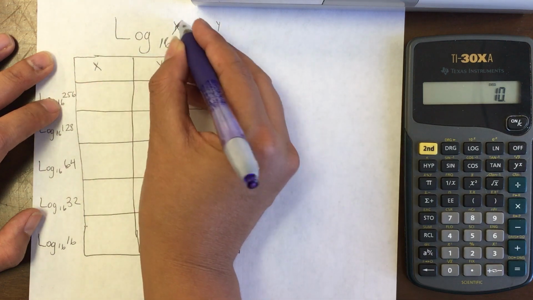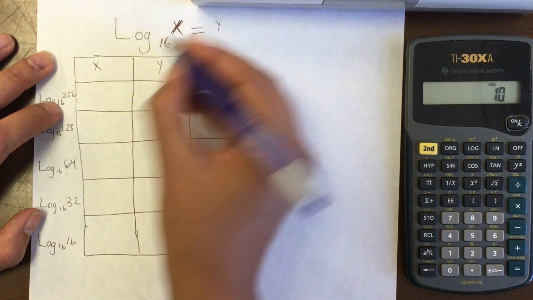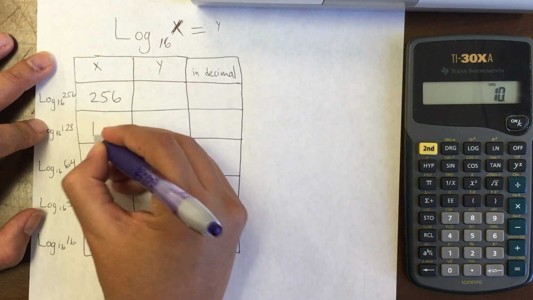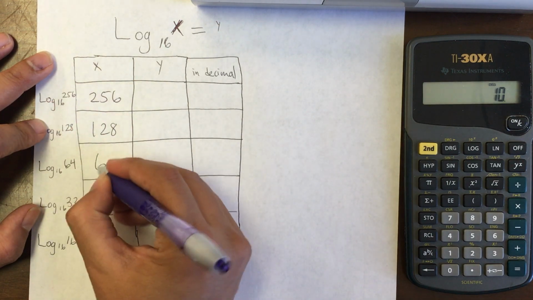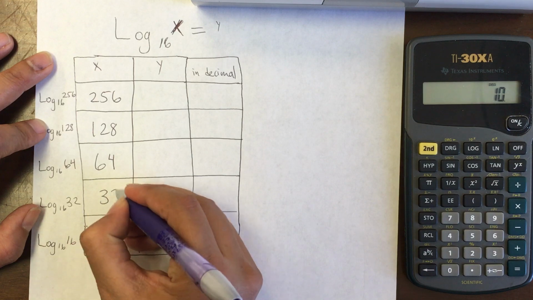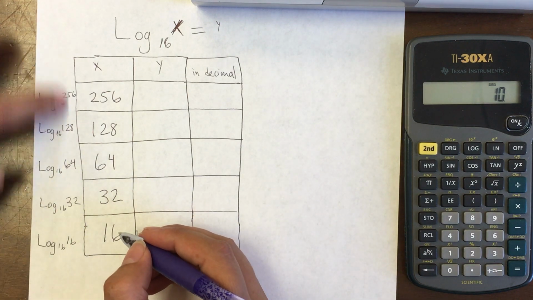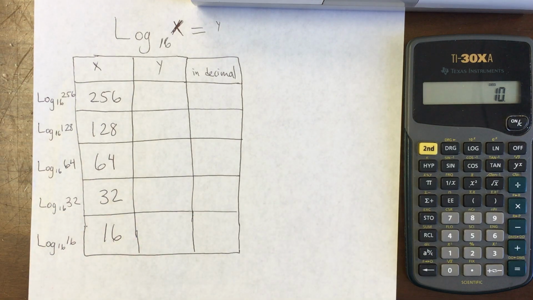So we're going to put our fixed values in here. So 256, 128, 64, 32, and 16. And these are not the best values to find. That's why I'm going to show you an easier way later on, but I want you to be familiar with these that are a little bit more tricky.